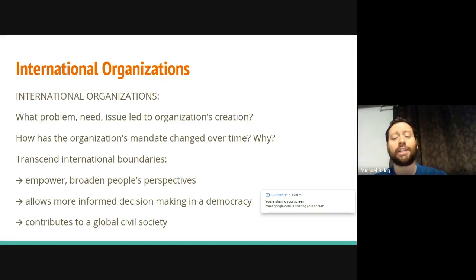And so these organizations are all transcending international boundaries. They try to work beyond just what's going on in one nation, and they seek to empower or broaden people's perspectives. They try to allow more informed decision making to happen in a democracy, right? So that can be a purpose as well. And they contribute to a global civil society. And so those are the things that these organizations are trying to accomplish and achieve.